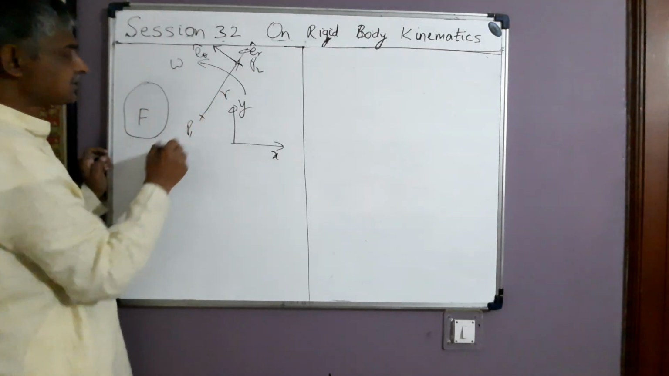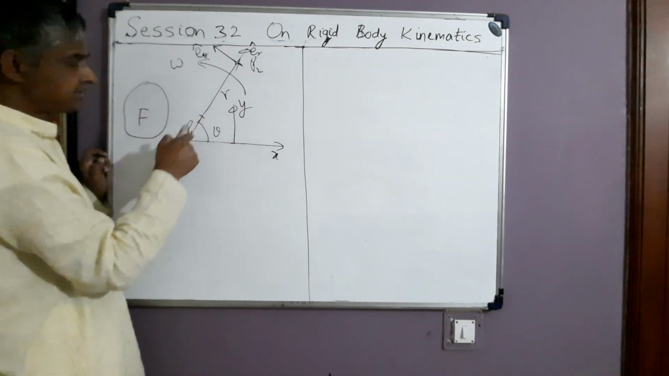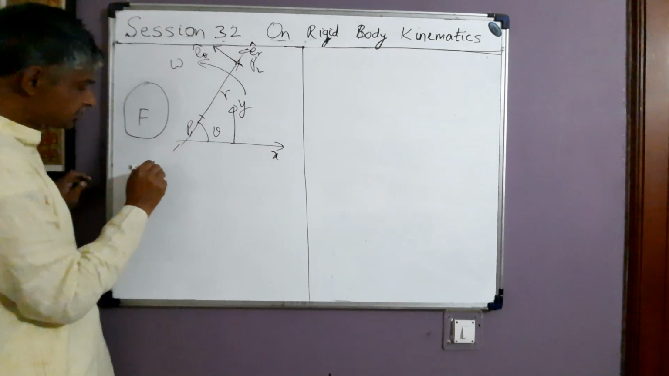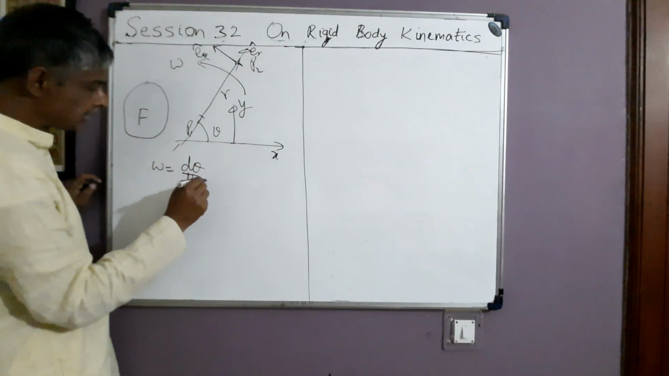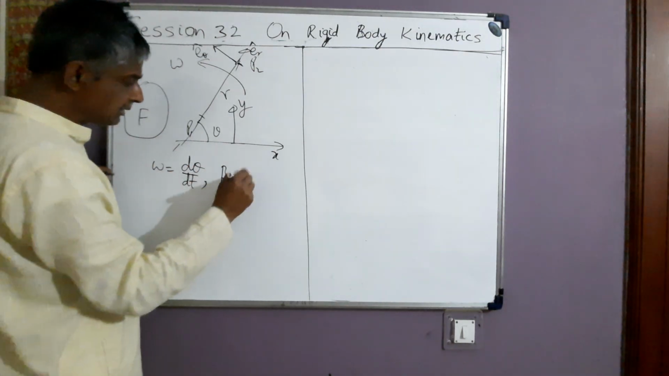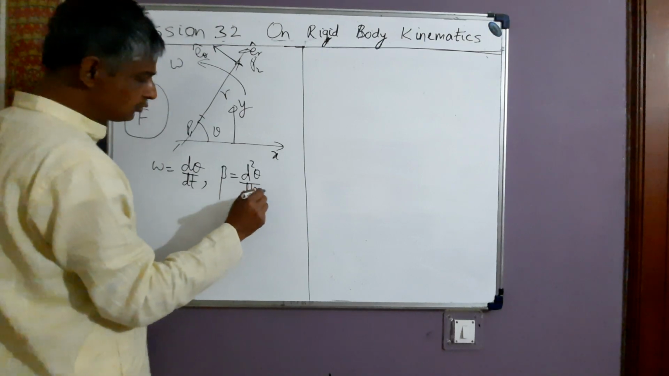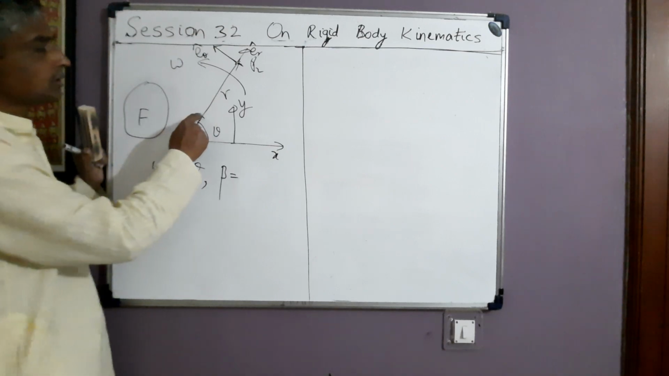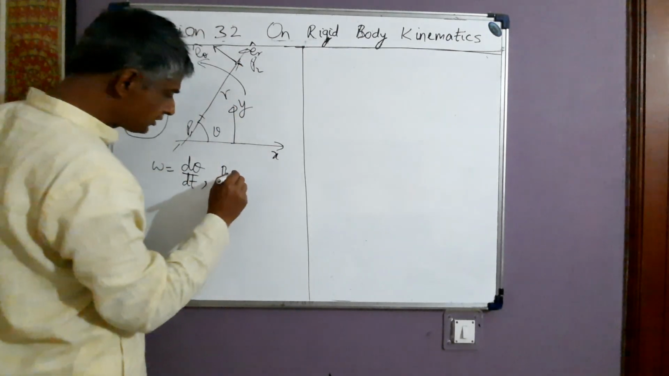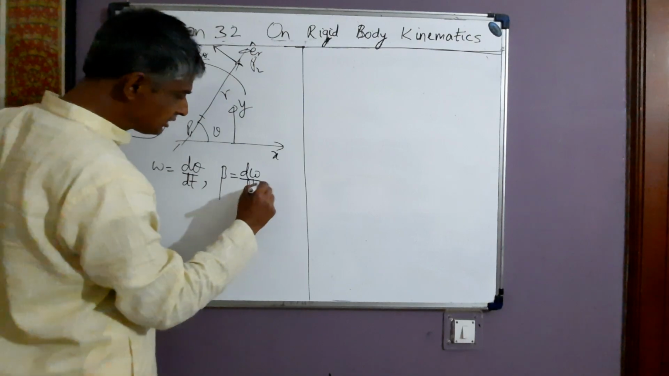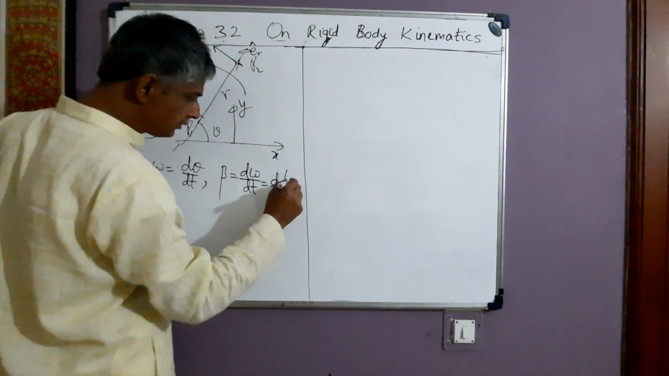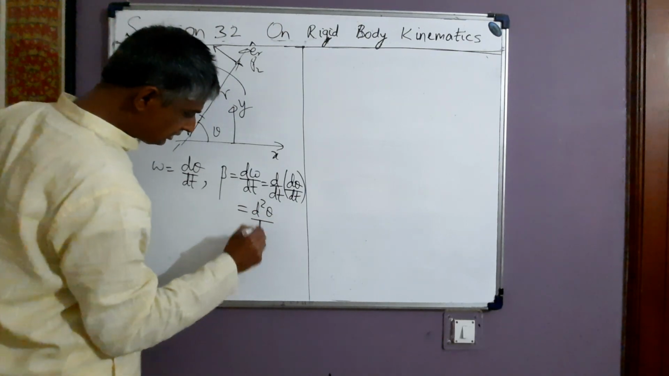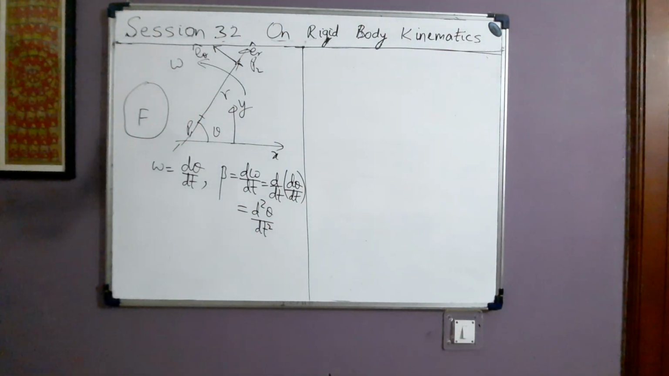Suppose this line makes an angle of theta at a certain instant with the positive x-axis. x is fixed in the frame F. Then the angular speed of this line is d theta by dt, and the angular acceleration of this line is beta, equal to d2 theta by dt2. Beta is the angular acceleration of this line P1 P2 with respect to frame F. That is just equal to d omega by dt, which is the same as d by dt of d theta by dt. So this becomes d2 theta by dt2.